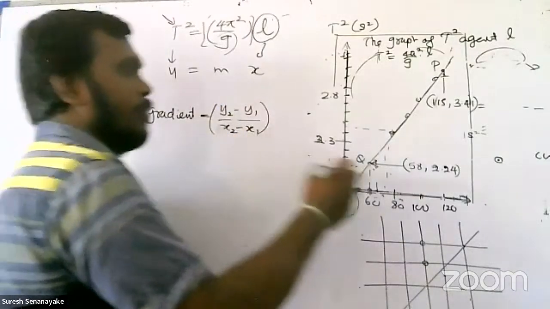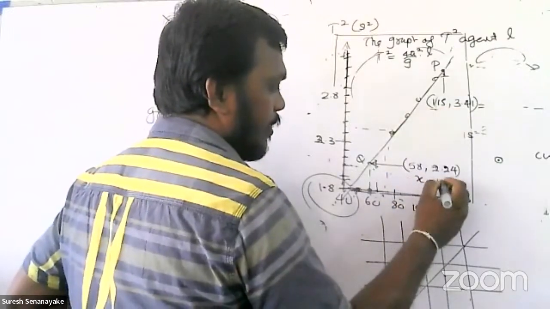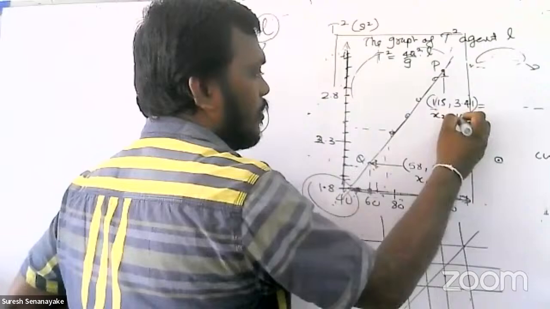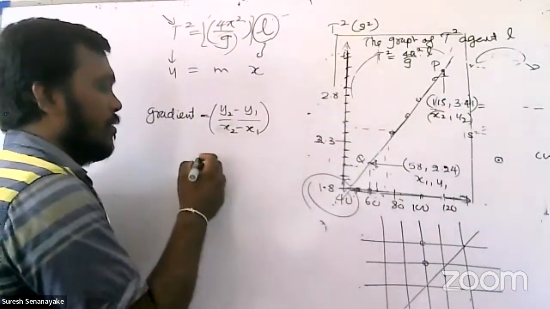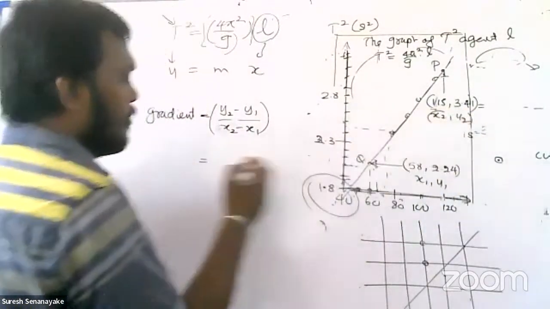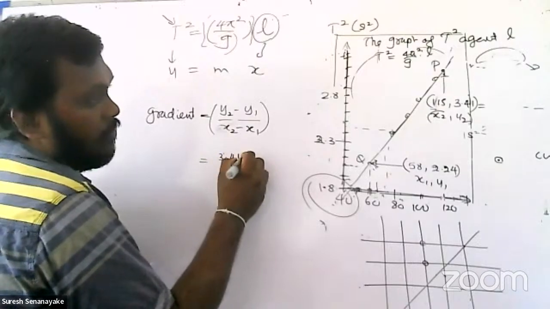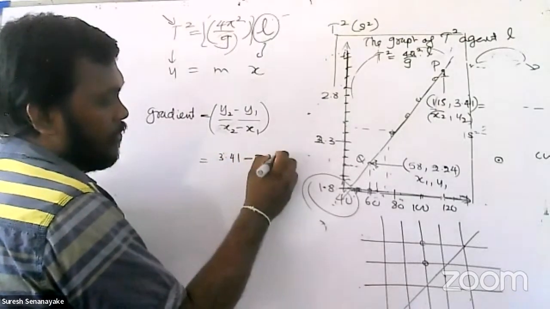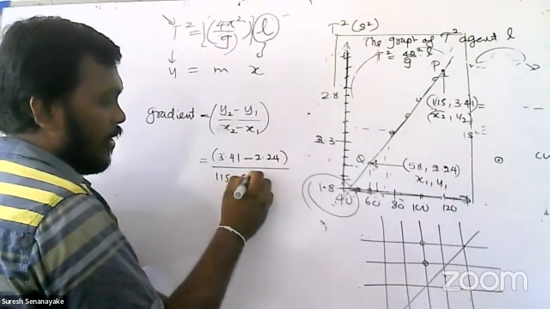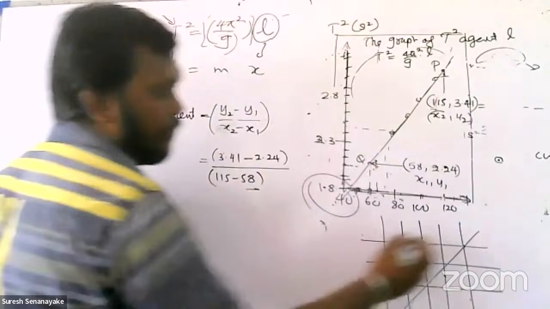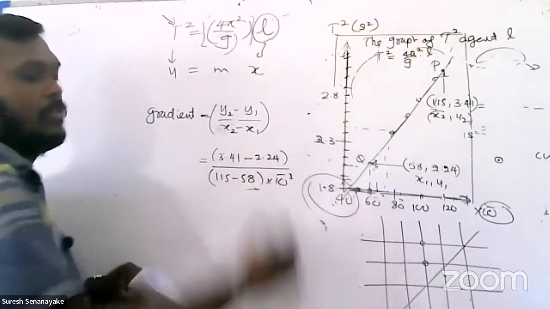Gradient method and y coordinate. Let's say this one is x1, y1. This is x2, y2. So then the difference in y coordinates and the difference in x coordinates, put the values there. That's 3.41 minus 2.24 divided by 115 minus 58. When you write this, if you choose any multiplier there, you need to put the multiplication value also there.